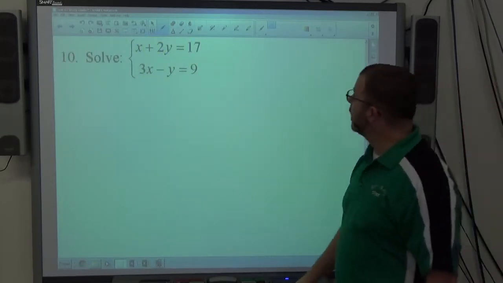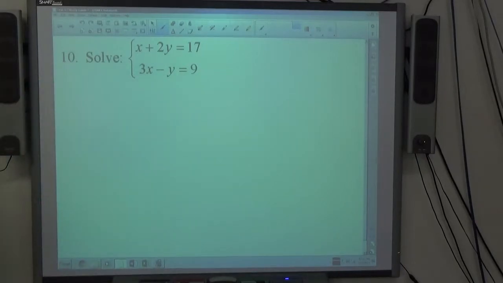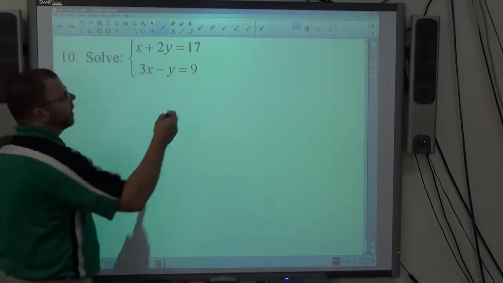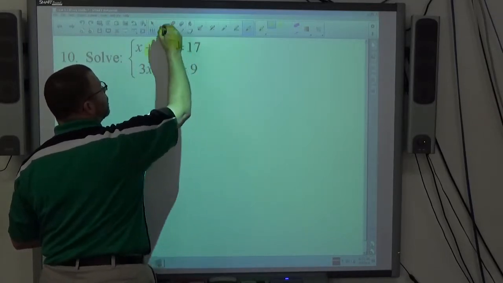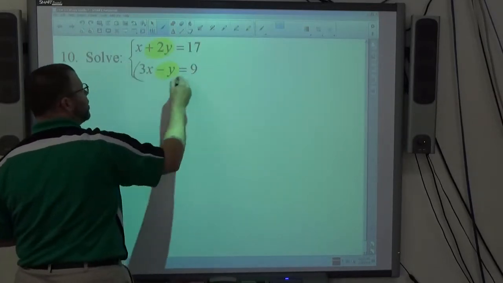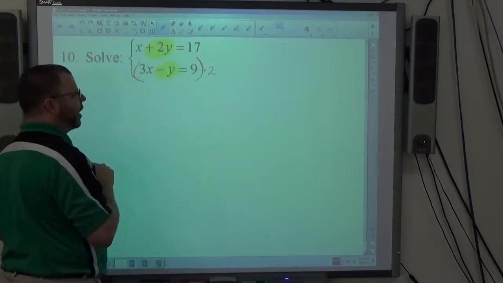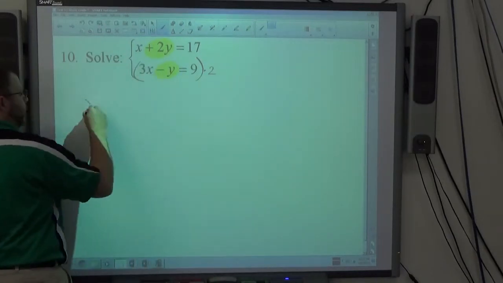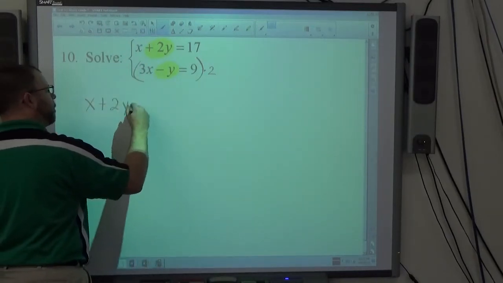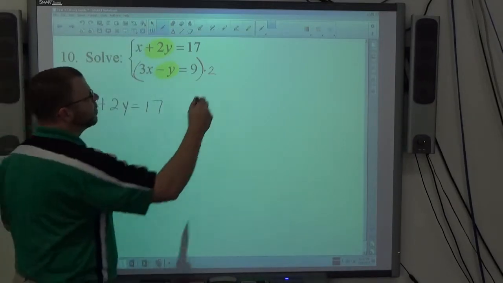Finally, number 10, I've got x plus 2y equals 17, 3x minus y equals 9. Once again, I'm just looking at the y's here. Plus 2y minus y, that's real simple. If I take the bottom equation times 2, negative 2y, positive 2y will cancel. So I'm going to leave the top equation as is. I'm going to rewrite it just so I have it closer to the one I'm going to be working with. So there's x plus 2y equals 17, as is.